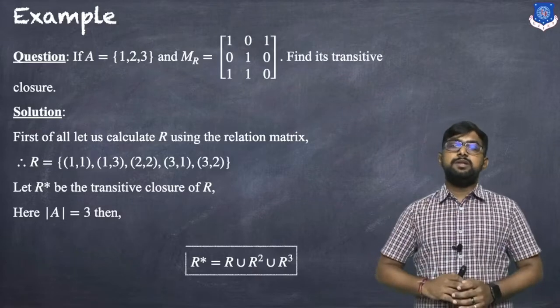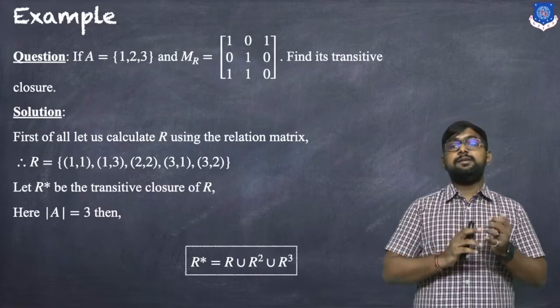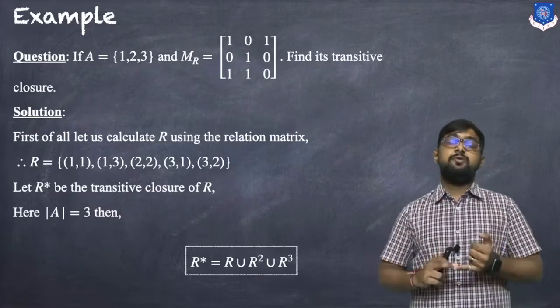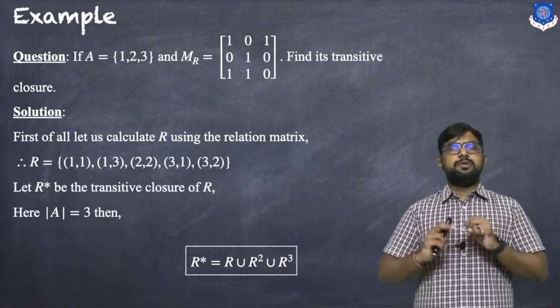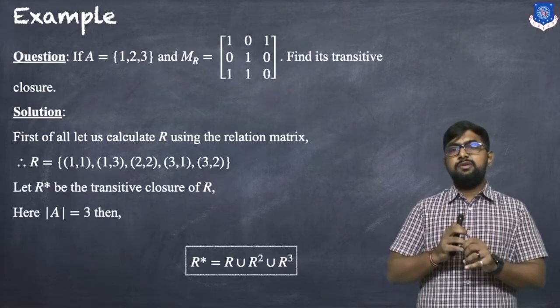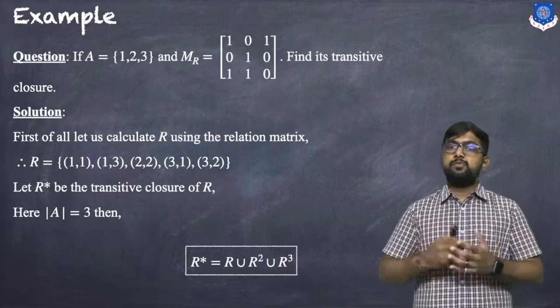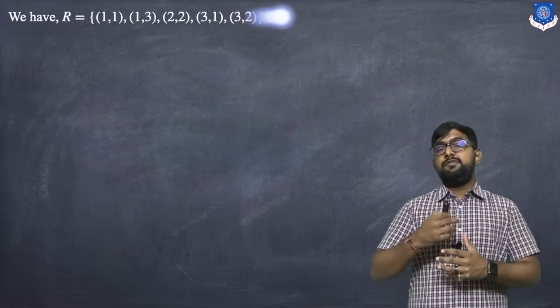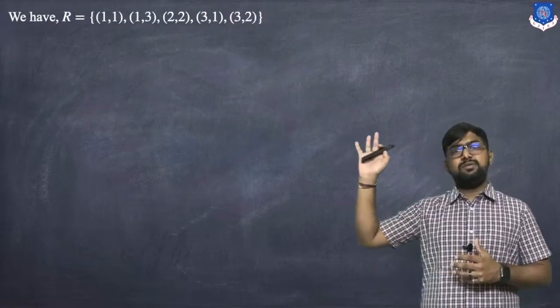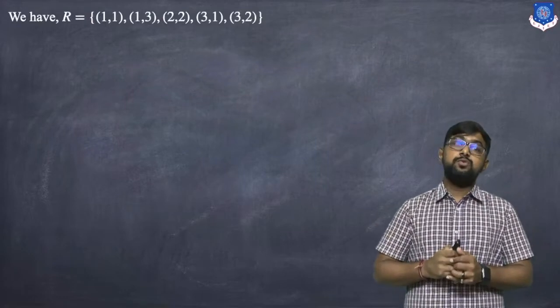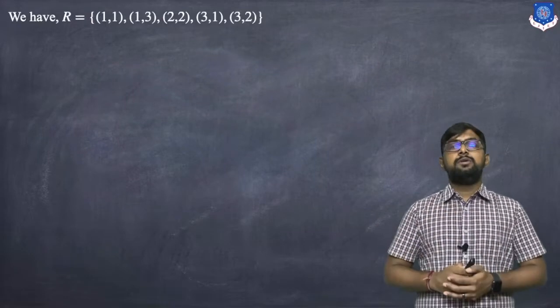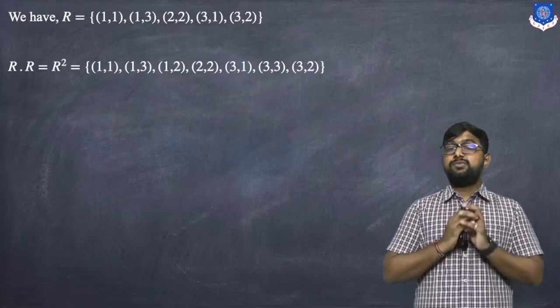So this will be the R star. All we need to find, that is R, we have already found. Now R square and R cube, then we will just take a union and we are through. So here we have R equals {(1,1), (1,3), (2,2), (3,1), (3,2)}. Now we will find R square. So R square is R composed with R.